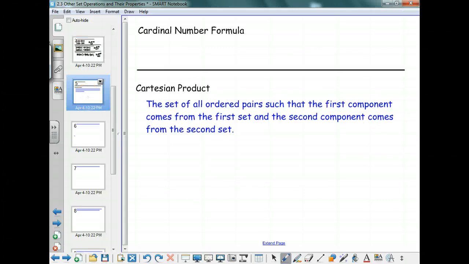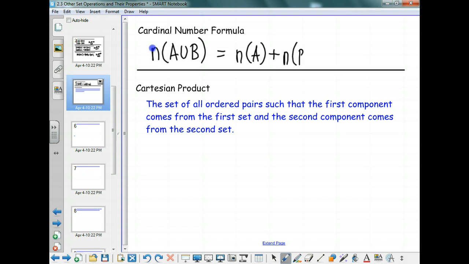All right, cardinal number formula tells you how to count things. You had no idea how to count before, now you will. All right, so if you have a union of two sets, you can count how many items are in that union by counting the number of items in set A, and then counting the number of items in set B, and then subtracting the number of items in the intersection. And I want to draw you a picture so you can see why that works, and I'll invade some of my space down here to do that.